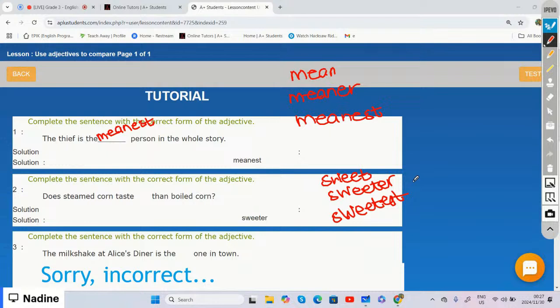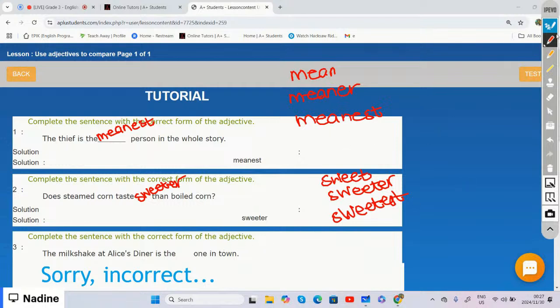All right. So the correct answer will be, steamed corn tastes sweeter. Yes, well done. Sweeter than boiled corn, because we're just comparing the steamed corn to the boiled corn. So, well done. The next one says, the milkshake at Alice's diner.